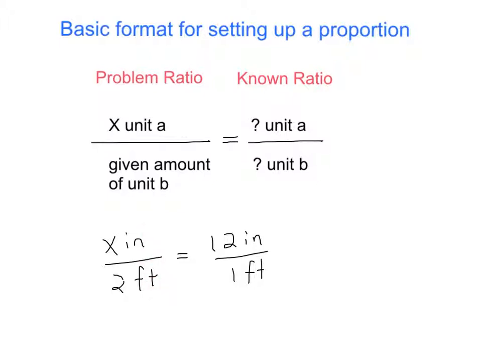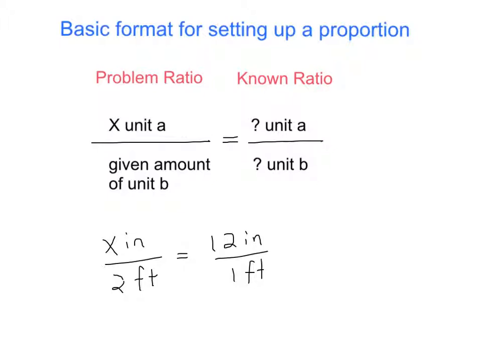On the other side, on the right-hand side, we have the known ratio. Well, we do know that 12 inches is equal to 1 foot. And so I've set the top and bottom equal to each other. And I've also set the units so that they're matching up. I have inches on the right on the top, inches on the left on the top. Feet on the bottom on the right-hand side, feet on the bottom on the left-hand side.